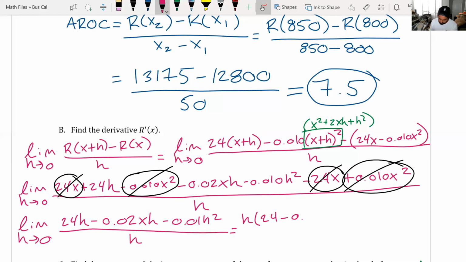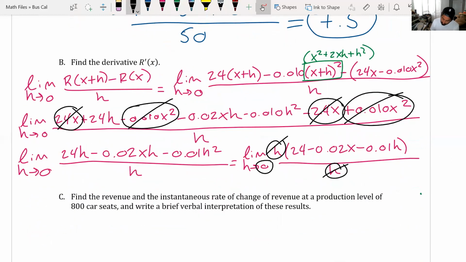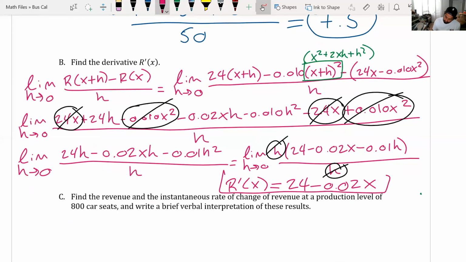24 minus 0.02, again, don't forget it. The limit as h approaches zero of h times 24 minus 0.02x minus 0.01h over h. And now your h's cancel. You can now plug in the zero for that h, which means that to finish it up, our derivative, r prime of x, is going to be 24 minus 0.02x. And there it is. There's b. Excruciating, I know.